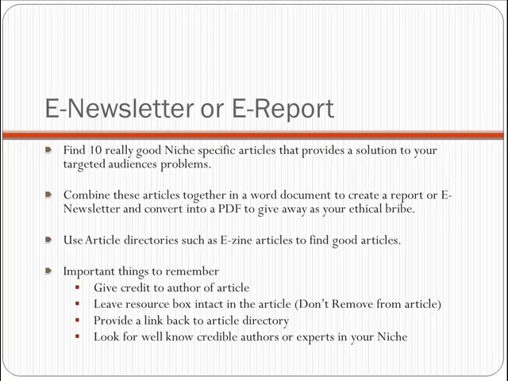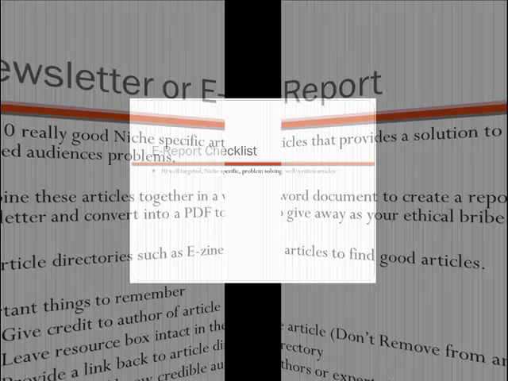So basically, you're taking these articles, putting them in a report in a Word document, then creating a PDF out of that, and then giving it away. You're looking for the best content that you can. You're leaving the resource boxes in there, so you're being ethical, providing a link to the article directory, and looking for well-known, credible authors or experts in your niche. This is a great way to create a free ethical bribe.